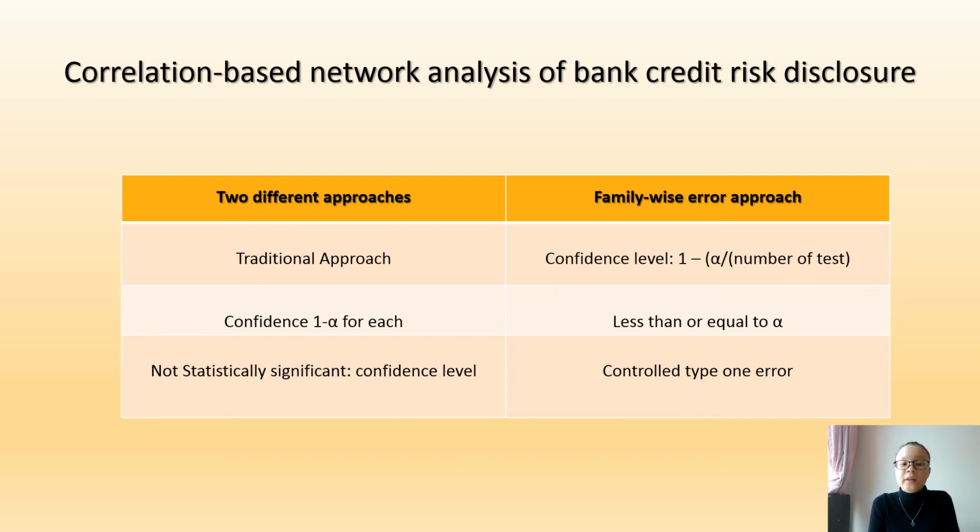The procedure guarantees that the probability of wrongly rejecting at least one null hypothesis of no correlation is less than or equal to alpha. It is the most appropriate approach because it is possible to control the type one error of the whole procedure, even if it is a very conservative approach.